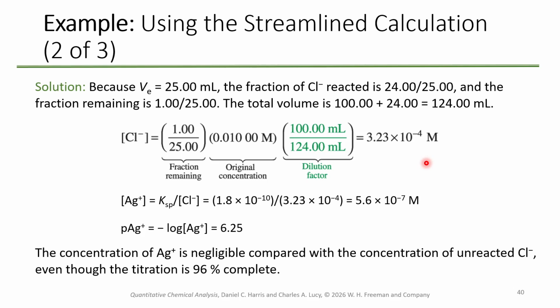Now, once we have that chloride that remains, we can then use the KSP formula to figure out silver. Okay? And so we take the silver's KSP, we divide it by that concentration of the chloride, and we get the concentration of the silver ion. We take the negative log of that value, and that will give us the pAg+. Everybody get that okay? Okay. Anybody get confused, lost? Doesn't understand something?